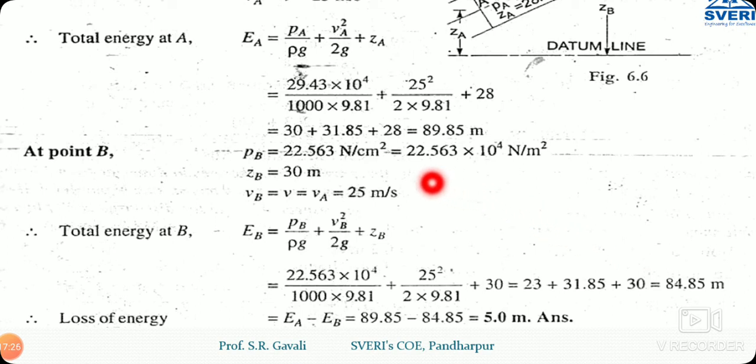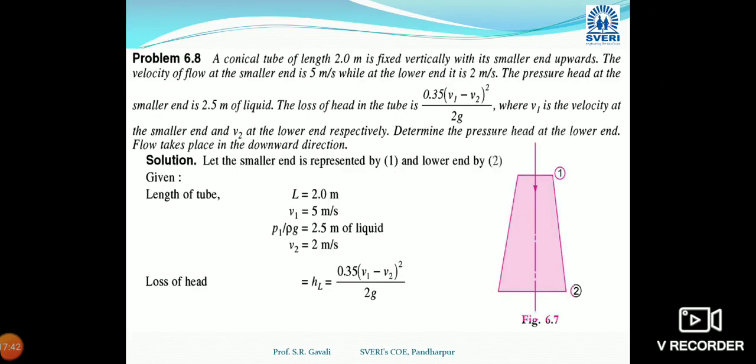The energy at A is more, therefore the flow is from A to B, because the flow goes from the point where the head is more, and that is A. Therefore the loss of energy is EA minus EB, which is equal to 5.0 meter. Okay, now we will go for another problem.